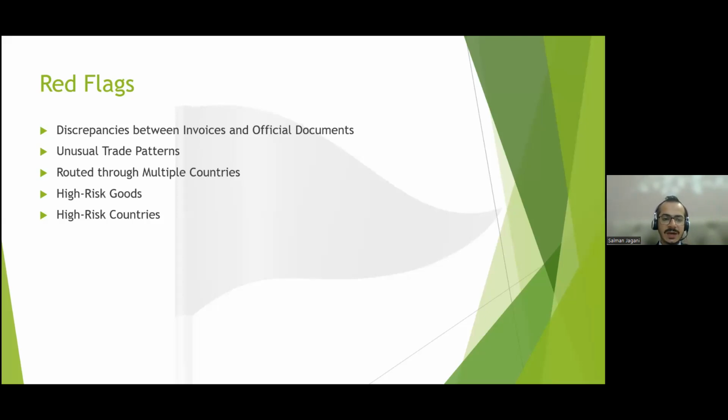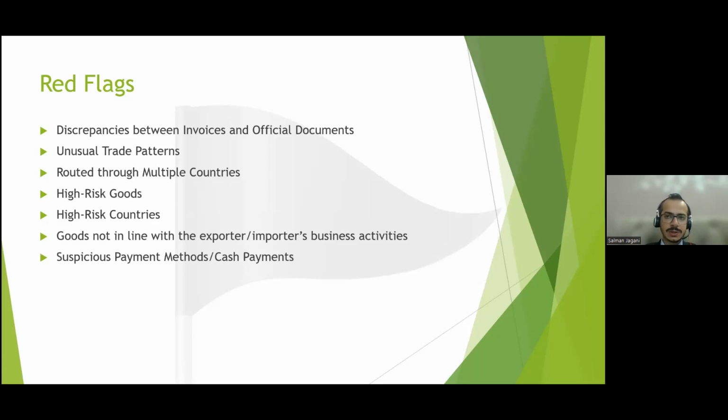Then we have goods that are not in line with the exporters' and importers' business activities. I would like to give you an example. Okay, I'll just tell you what the red flags are, and I would give you 2 to 3 examples, which would include not only one red flag, but 2 to 3 red flags. Then we have suspicious payment methods or cash methods. Cash payments are mostly used by trade based money launderers or normal money launderers, because cash payments are mostly not traceable. So they take specific advantage of doing it.